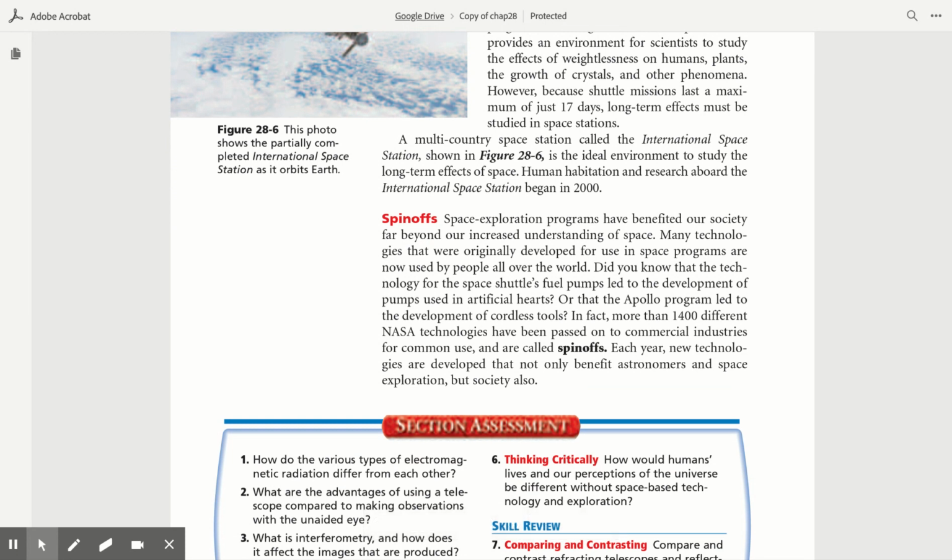Spin-offs. Space exploration programs have benefited our society far beyond our increased understanding of space. Many technologies that were originally developed for use in the space programs are now used by people all over the world. Did you know that the technology from the space shuttle's fuel pumps led to the development of pumps used in artificial hearts? Or that the Apollo program led to the development of cordless tools? In fact, more than 1,400 different NASA technologies have been passed on to commercial industries for common use and are called spin-offs. Each year, new technologies are developed that not only benefit astronomers and space exploration, but society also.